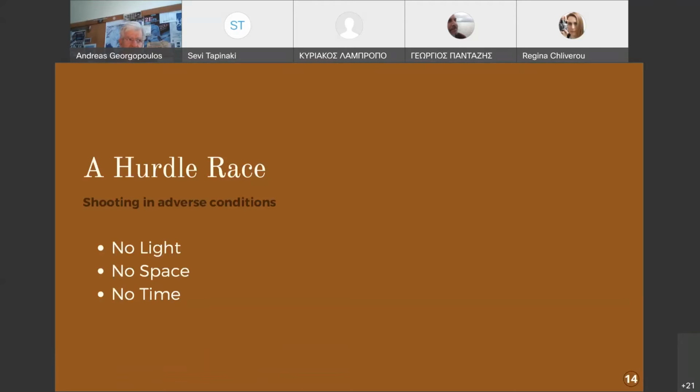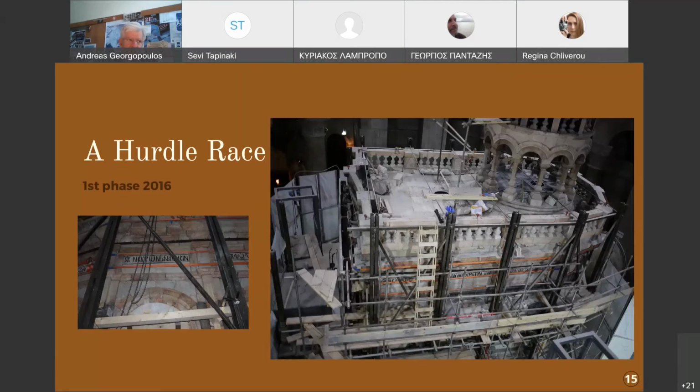In summary, so far I have talked about lighting problems, space problems, and lack of time problems. Now I would like to share with you these images that present perhaps the greatest difficulty we faced during the project of the rehabilitation of the Holy Edicule, referring always to photographic issues.